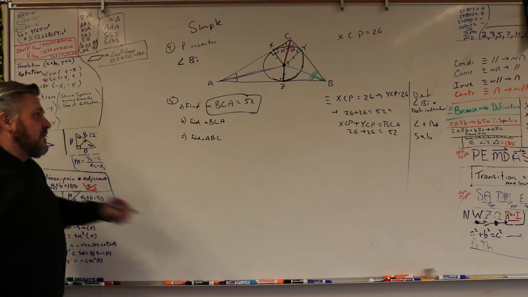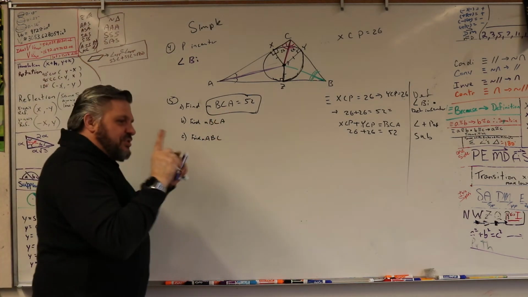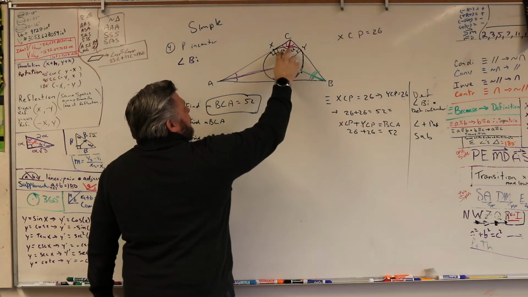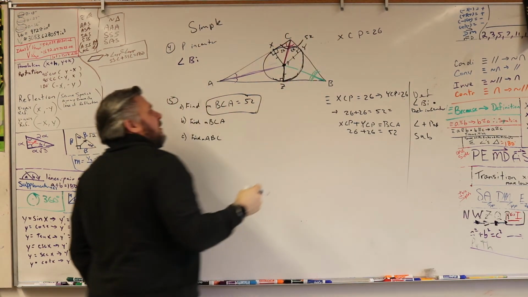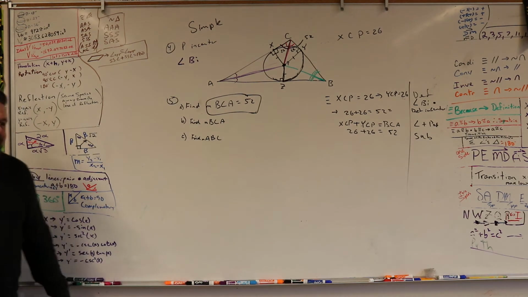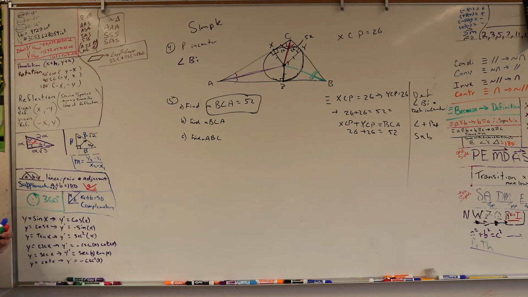The first piece is just looking at, I know that these two are going to add up to be this whole piece, right? Which is 52. That's all I'm saying. Does that make sense? It wasn't too bad, right?